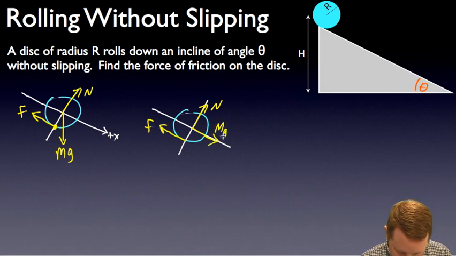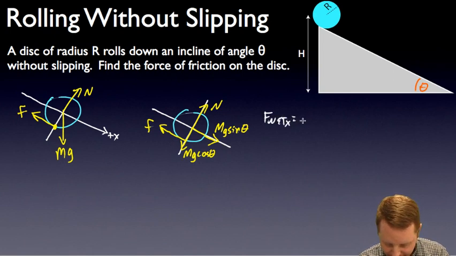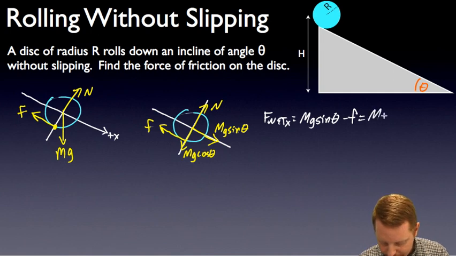That's going to be mg sine theta, and a component perpendicular to the axis, mg cos theta, or parallel to the y-axis. All right, now as I start to get into the problem-solving aspect here, it's typically helpful to start with Newton's second law. So the net force in the x direction, I have mg sine theta minus the force of friction, and all of that has to equal my mass times the acceleration down the ramp.